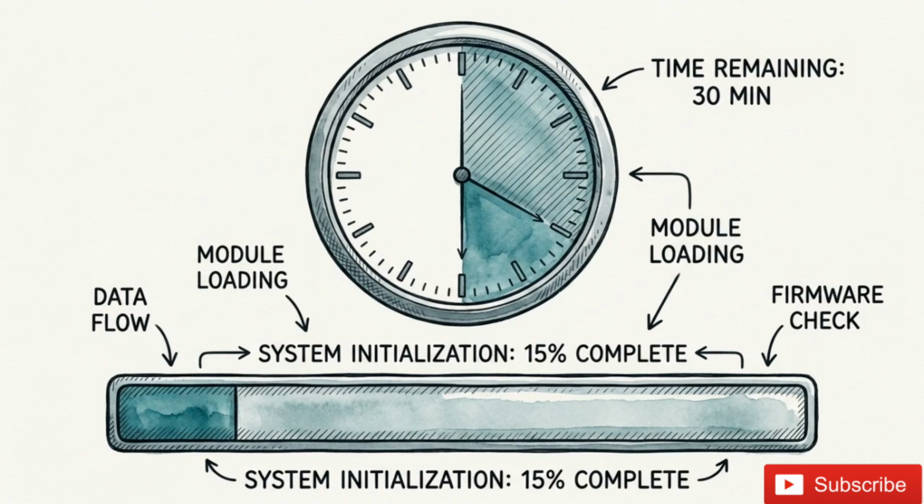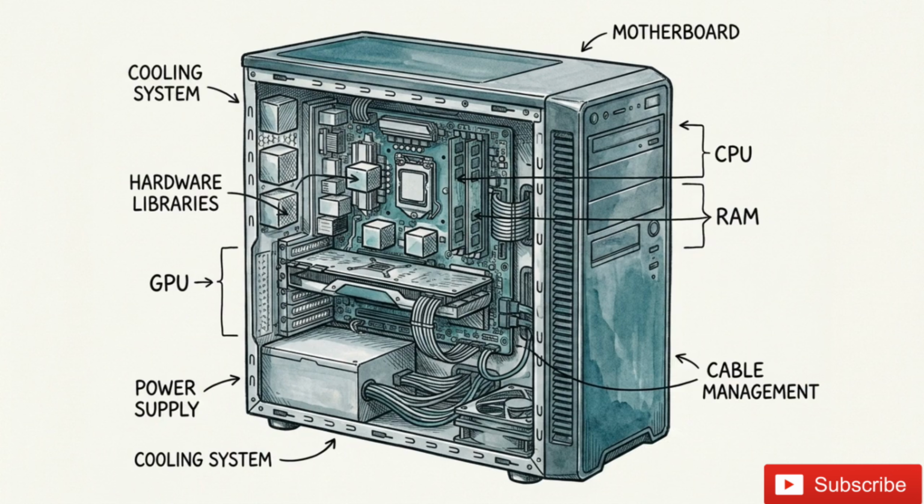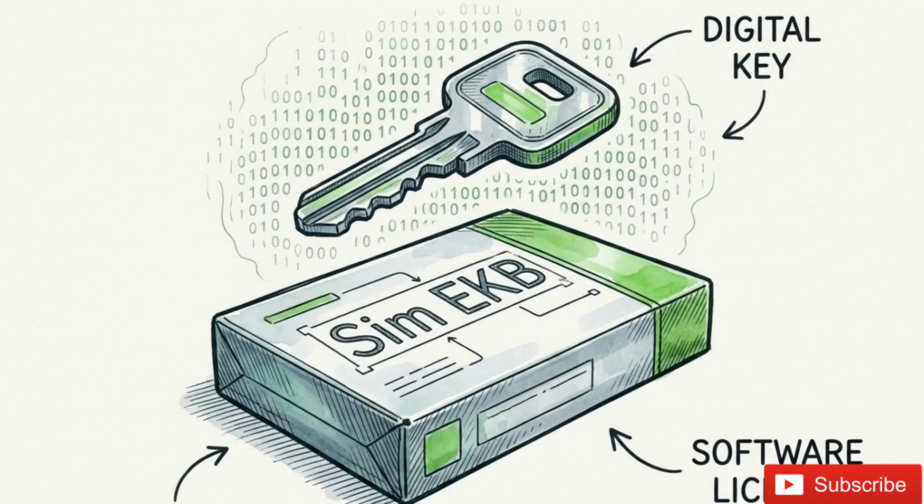Click Install and step away. This process can take up to 30 minutes. When it finishes, check the box that says Restart Later and exit the setup. Taking the time to install the typical package ensures that your system downloads the exact virtual hardware libraries required to run your simulator.